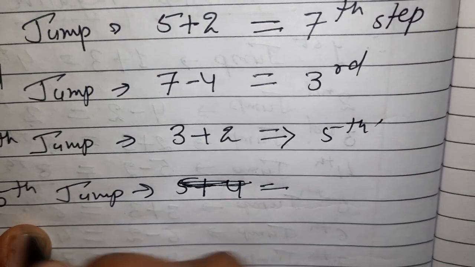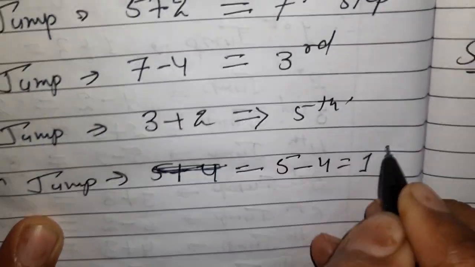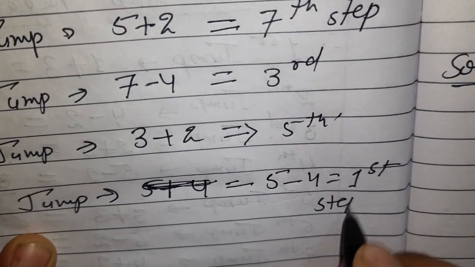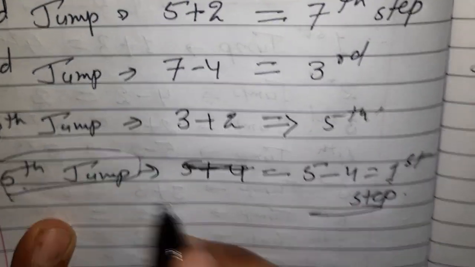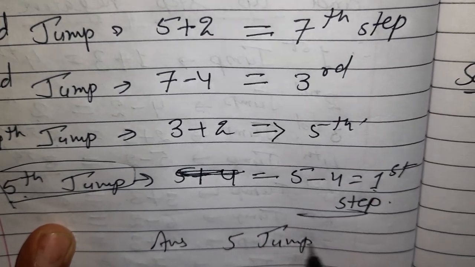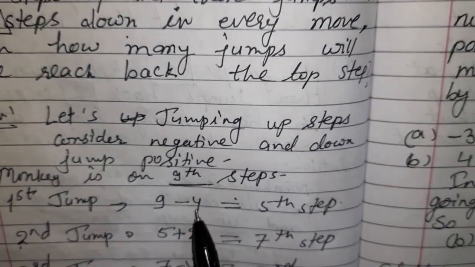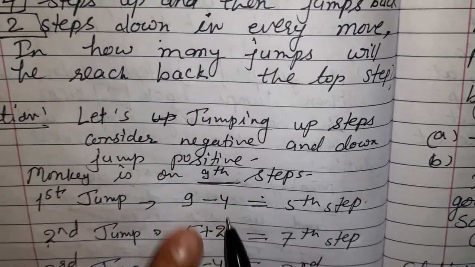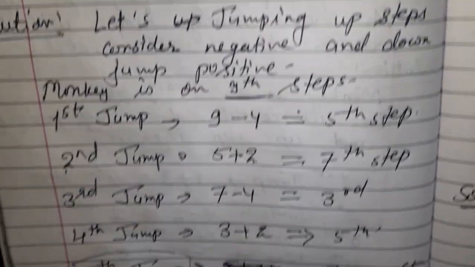Now on the fifth jump, where? 5 minus 4, that is the first step. Where? The first step. So after how many jumps will he be on the first step? After 5 jumps. So the answer is 5 jumps. Okay, see, on the first jump the fourth step is upward, so minus, and then in the second jump it is downward, so it is plus. This way you do it, and you will get the answer.